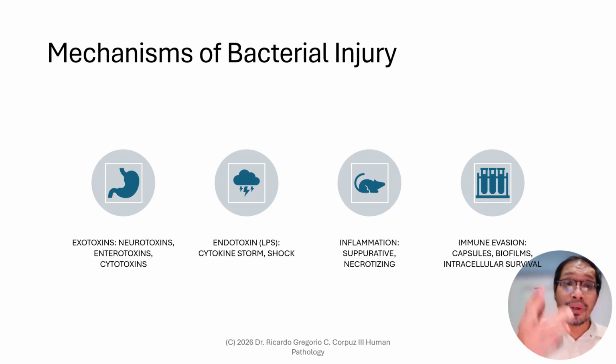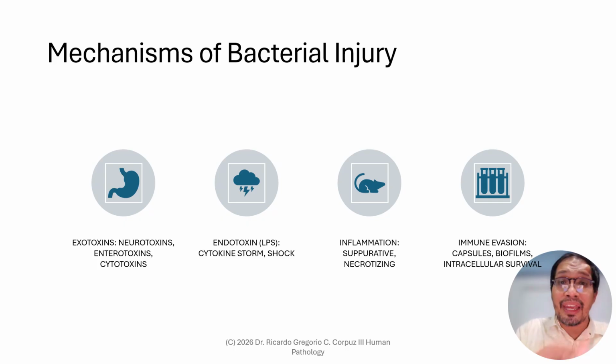Cytotoxin directly kills host cells. Diphtheria toxin halts protein synthesis. Shiga toxin damages endothelial cells, leading to HUS. Exotoxins often produce rapid, severe symptoms, even when bacterial numbers are low.